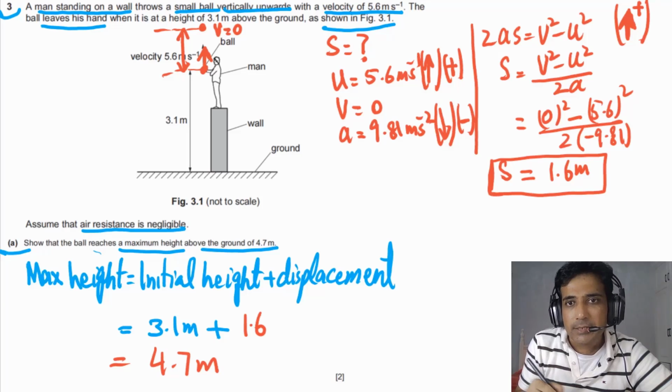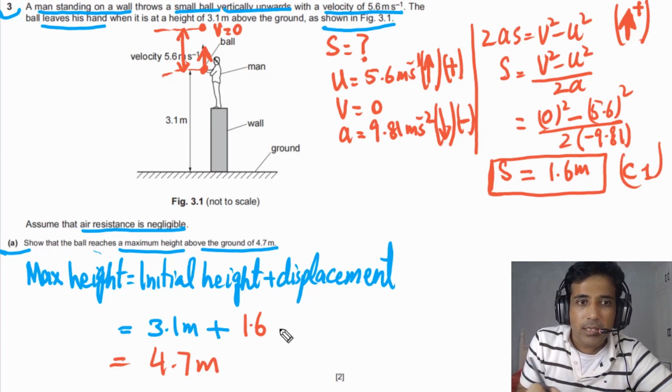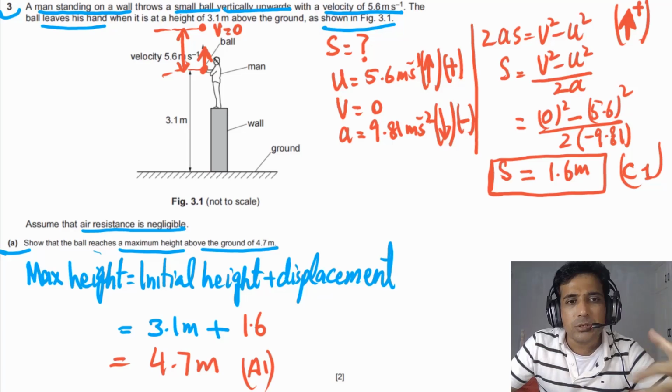This question has 2 marks. The first mark you will get if you have used this formula. If you have used this formula, you will get 1 mark, and that is the C mark. And the second mark is the answer mark. If you have got this answer right, you will get the second mark. So this is how marks will be awarded.